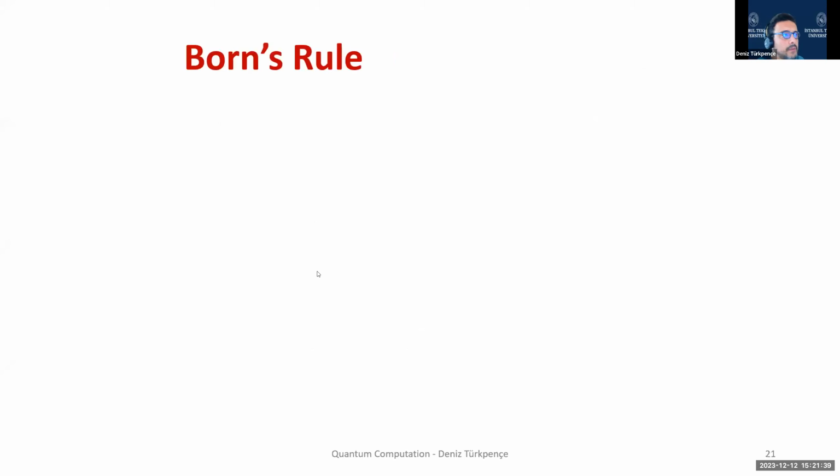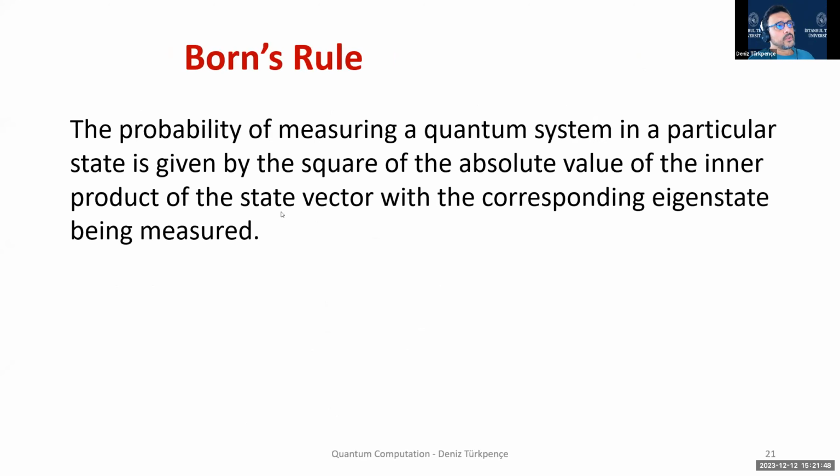Now let's come back to a physical intuition. For motivation, let's talk about a rule about measurements in quantum mechanics, which is known as Born's rule. The probability of measuring a system in a particular state is given by the square of the absolute value of the inner product of the state vector with the corresponding eigenstate being measured.